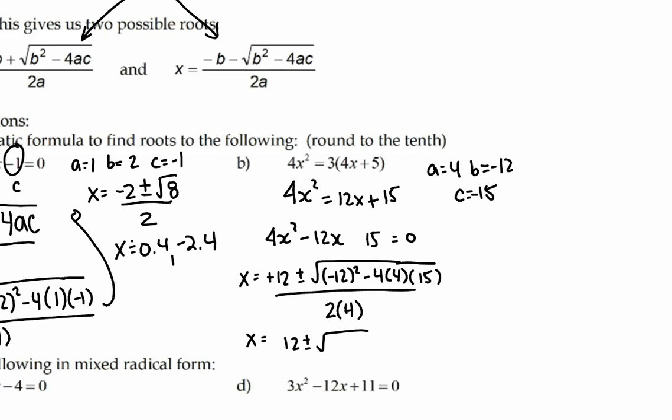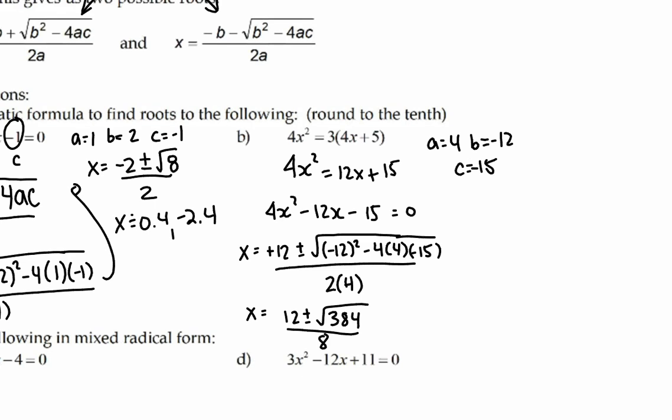So when you plug that in, do you get 384? Yes. Okay, so you're less likely to make a mistake if you did that. The inside of the radical is called the discriminant. Because if it comes out negative, can you take the square root of a negative? No.